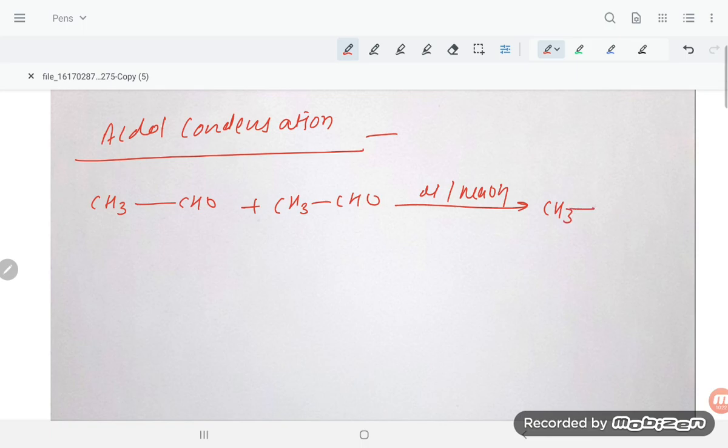Firstly it will give CH3CHOHCH2CHO. If you are then treating with minus H2O, it will give CH3CH=CHCHO.